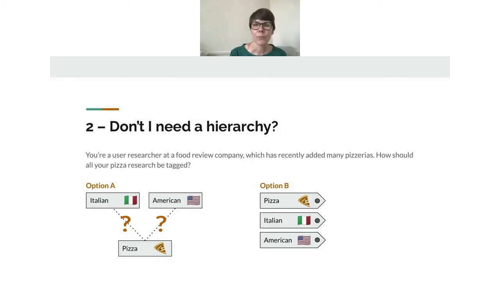Option A is also more difficult from a tooling perspective. All tools will allow you to do option B, no problem, but not all tools will let you do hierarchies as in option A. So it's safer to design for option B. The truth is most systems don't really need hierarchy until you get to a significant amount of tags, like thousands.